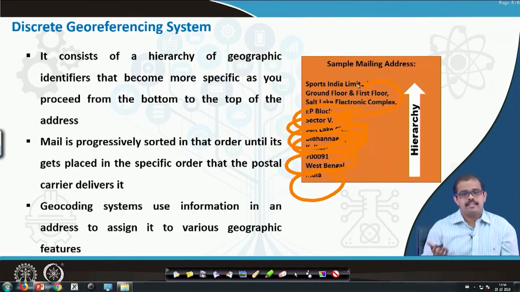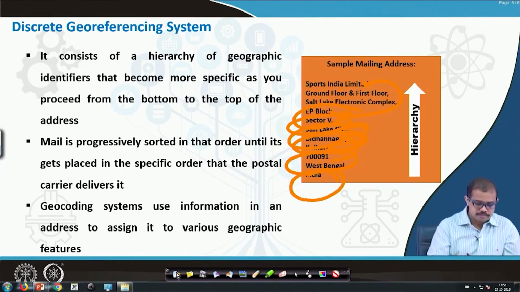Always, that discrete referencing system is in terms of a hierarchy. So it proceeds from bottom to top of the address. The address is first looked at from the bottom. Then mail is progressively sorted in that order until it gets placed in a specific order that the postal carrier delivers it.